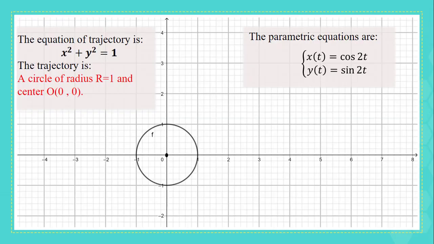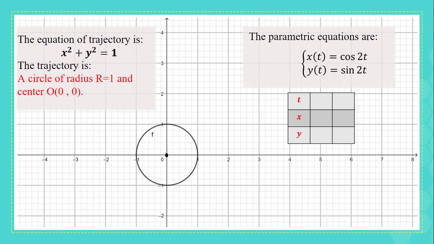When plotting the equation of trajectory, y as a function of x, this graph is obtained, which is a circle of radius r equal to 1 and center O having coordinates (0, 0). To see the path of the particle, we will follow the previous steps. At instant t equal to 0, the coordinates of this particle were x equal to 1 and y equal to 0. Then the particle has this position labeled on the graph.